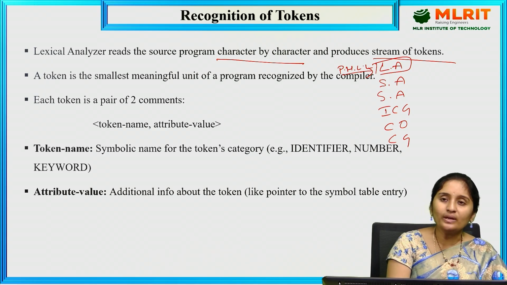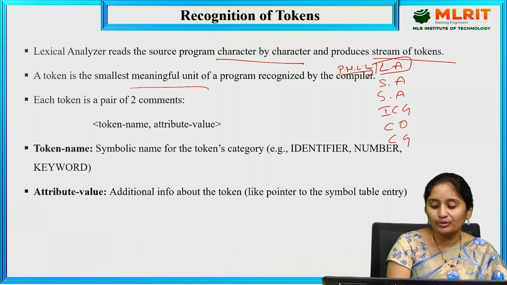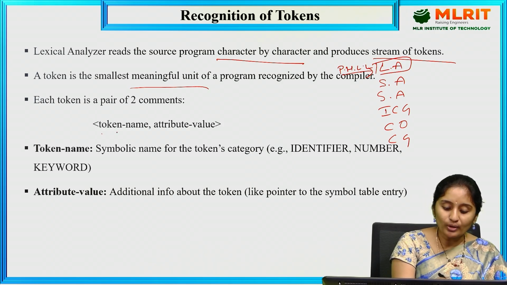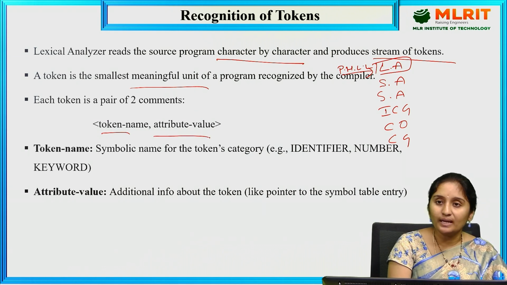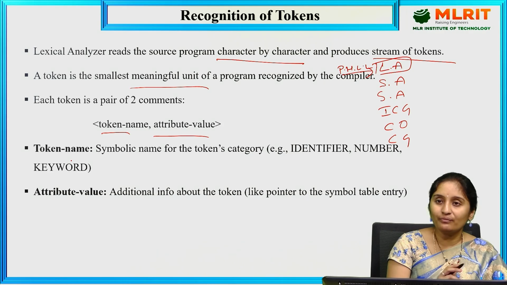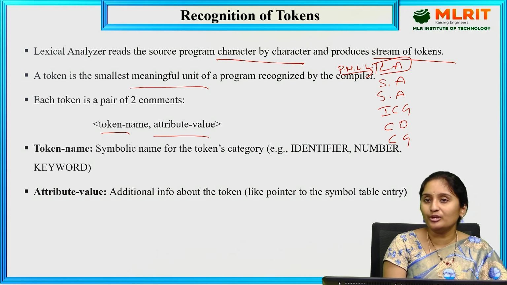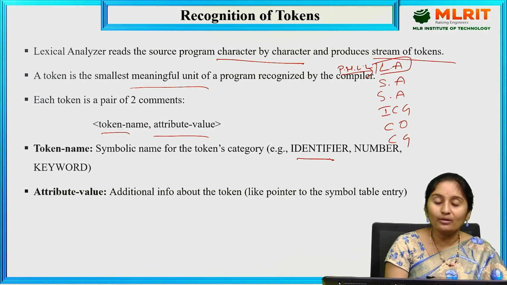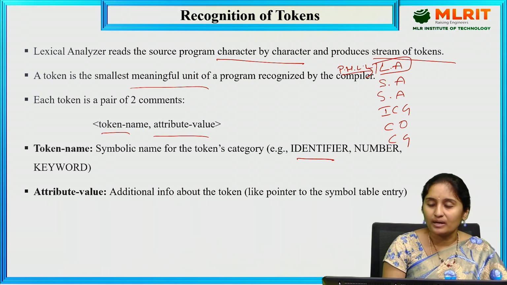Here the token is nothing but the smallest meaningful unit that can be recognized by the compiler. A token consists of 2 components: the token name and the attribute value. As I said, we convert the source program into a stream of tokens. The tokens can be an identifier, number, keyword, constant, literal or punctuation mark. Anything can be a token.